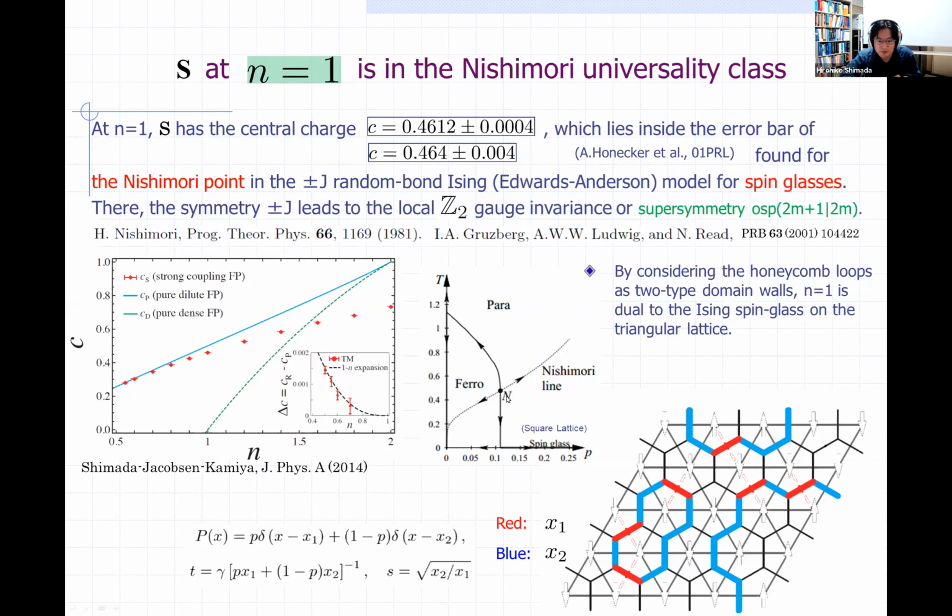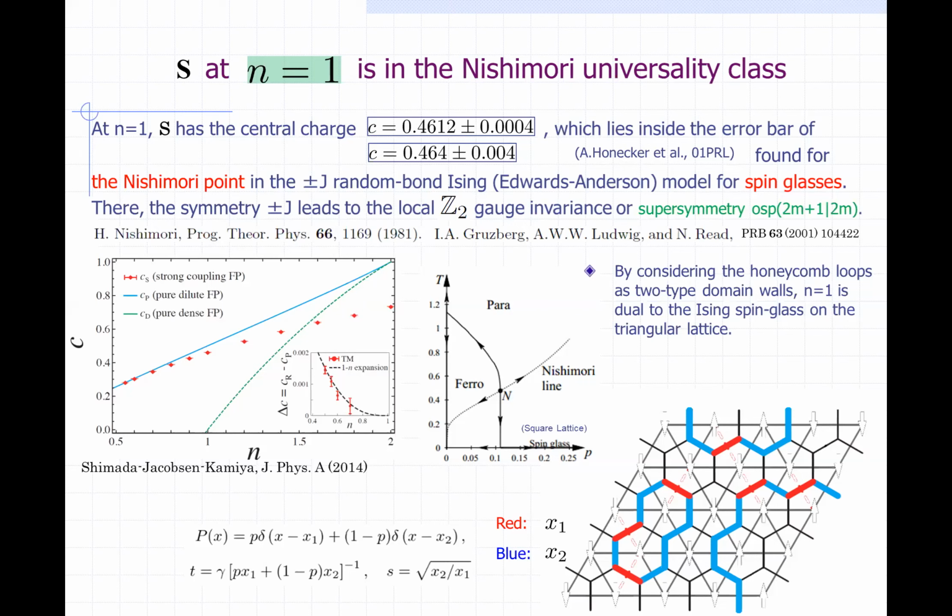Your model should really be in the same class. You should have the Nishimori line and the Nishimori point. Is that the claim? Yes. So it can actually be tuned to the Nishimori point also. But away from Nishimori, exactly at the spin glass point, we also find the same universality class. It's connected by the RG flow.